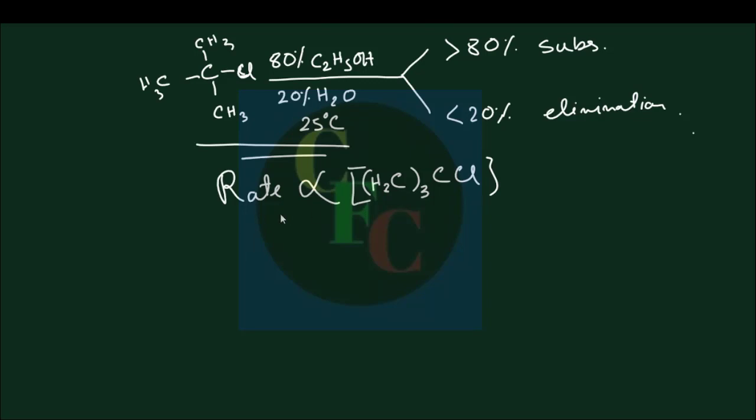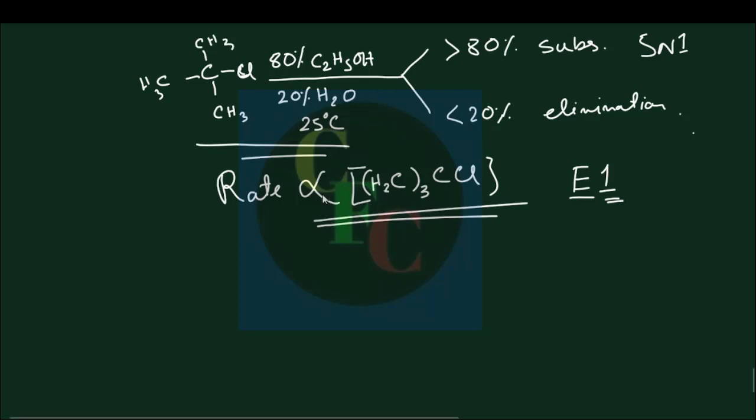So in this case we can easily say that, whatever the mechanism, of course the substitution will be SN1, and this elimination will be our E1. Now this is elimination unimolecular. The one is for unimolecularity. This means that in the rate determining step, only one molecule is involved. And of course we get a mechanism that is similar to that of our SN1.